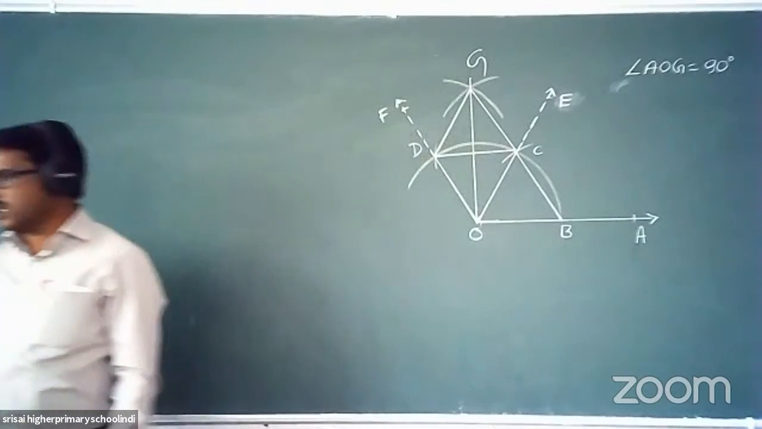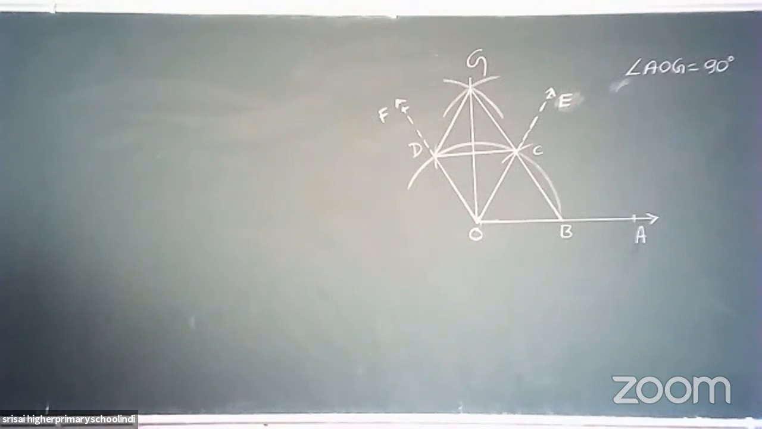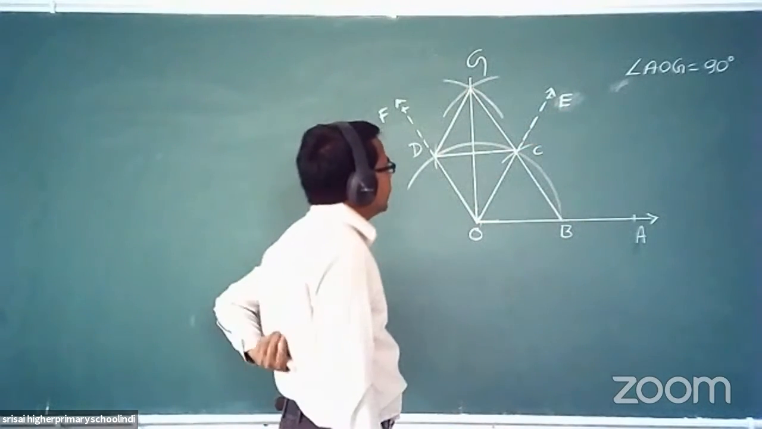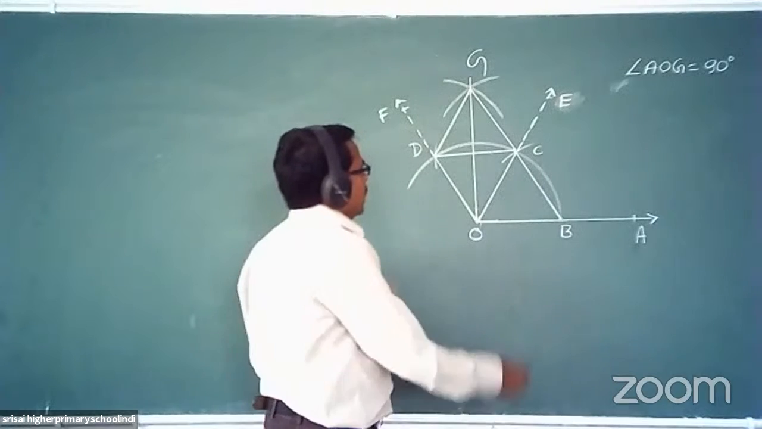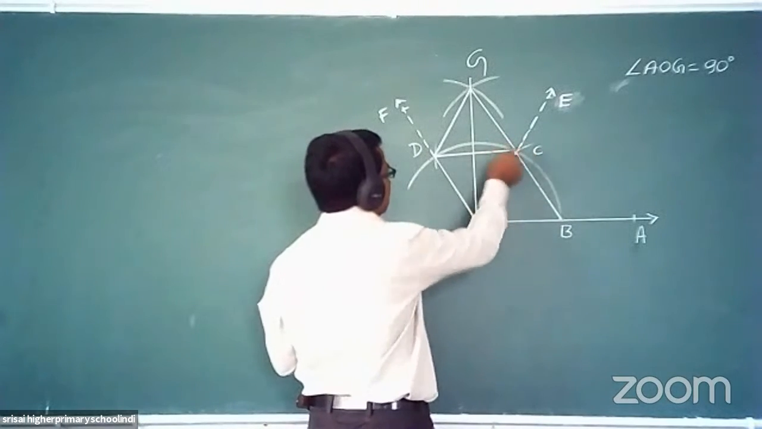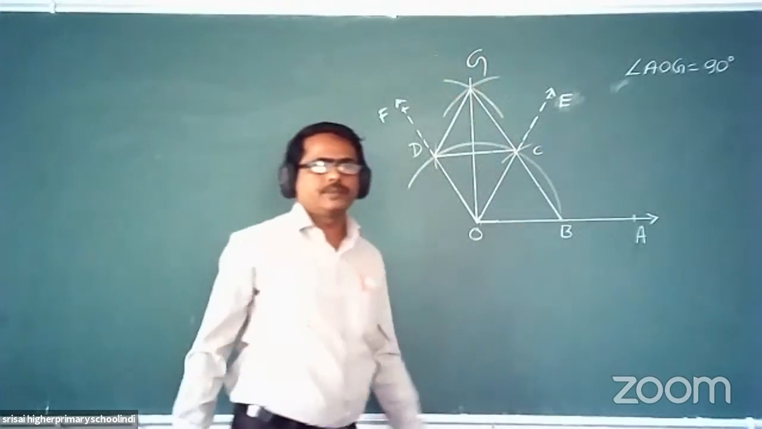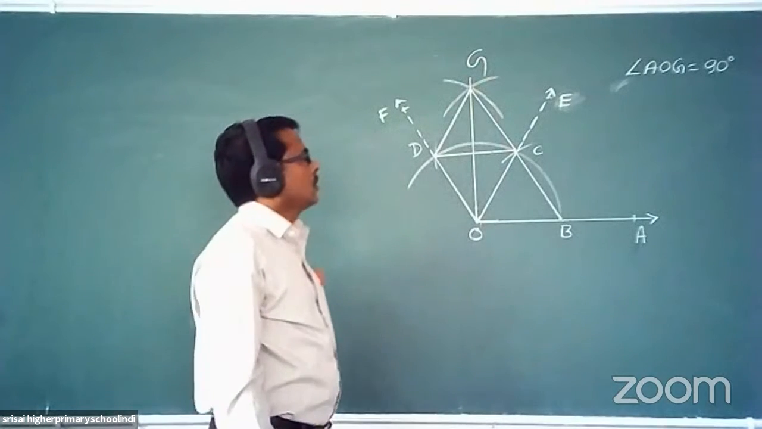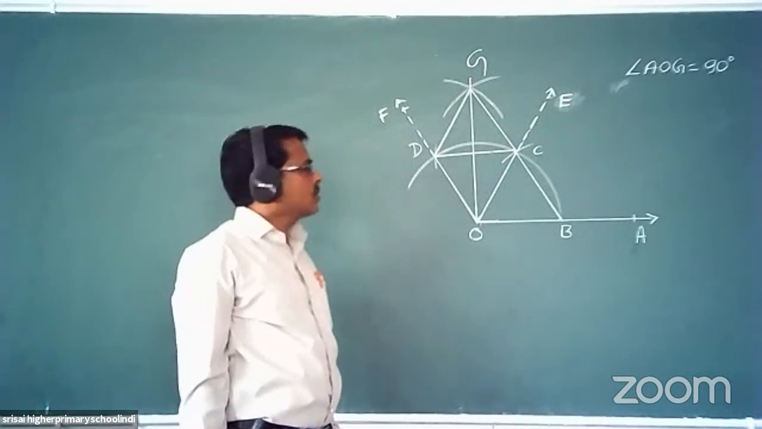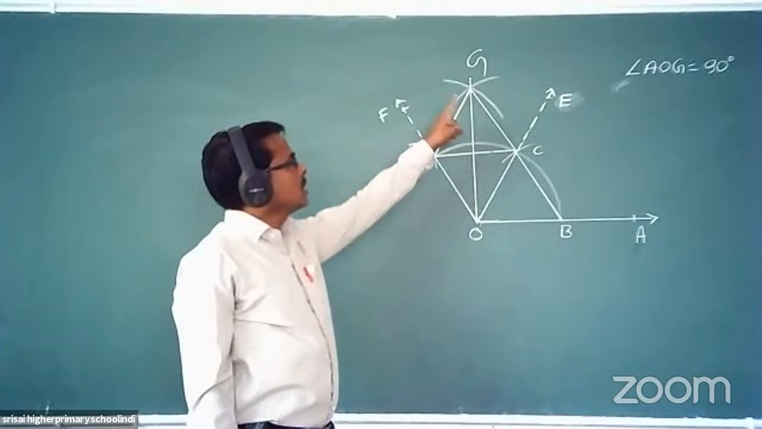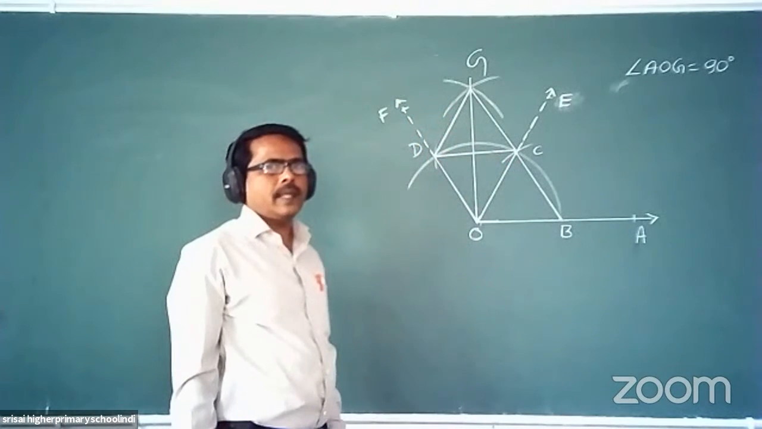Students, did you construct this? Yes, sir. Did you get the correct diagram? Yes, sir. After construction, you measure AOG using a protractor. If you have got 90 degrees, that is correct. Then later you join OC, BC, then CD, OD, DG, CG, all of this is joined. Okay. Now we should justify, meaning we should explain how this AOG becomes 90 degrees.